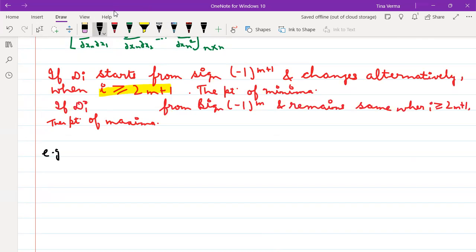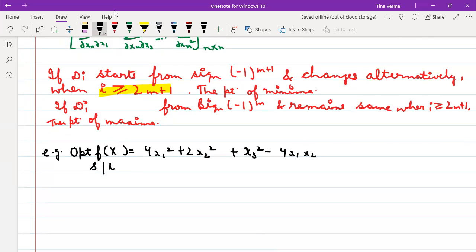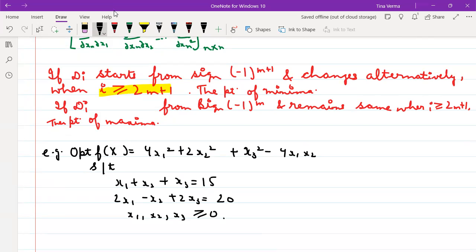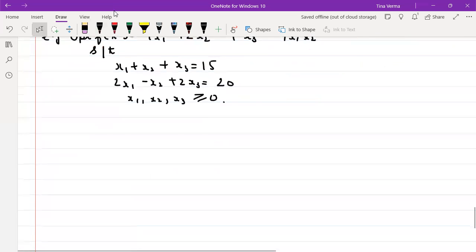The question is that you have to optimize the function f of x. You have 4x1 square plus 2x2 square plus x3 square minus 4x1 into x2 subject to the constraints x1 plus x2 plus x3 equal to 15, 2x1 minus x2 plus 2x3 equal to 20, and x1, x2, x3 all are greater than or equal to 0. ऑप्टिमाइज मीन्स आपको बताना है कि ये फंक्शन जो है मिनिमम होगा या मैक्सिमम.